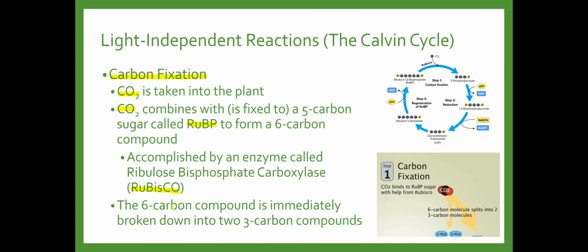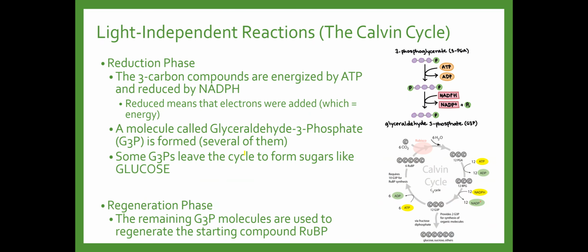Now, this 6-carbon compound, RUBP, immediately breaks up into these 3-carbon compounds. And then that takes us to the reduction phase. Now, reduction is when you gain electrons. Remember that electrons are energy. And so this is where those energy molecules that we mentioned from the light-dependent reactions are going to be used. So these 3-carbon compounds are going to be energized by ATP, and they're going to be reduced by NADPH, which means they're going to gain electrons and therefore gain energy. So essentially, these carbon compounds are energized. That's really what you need to know.